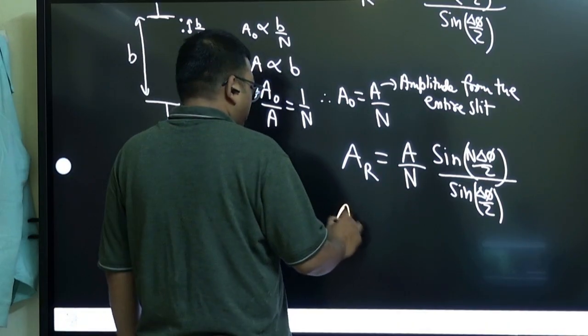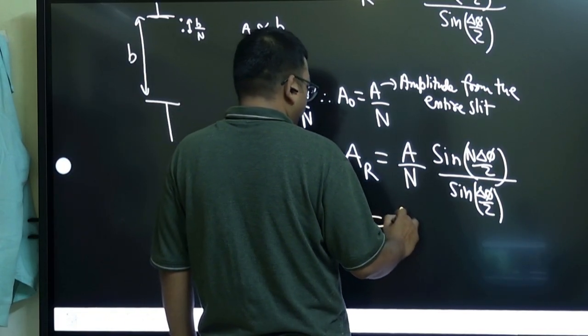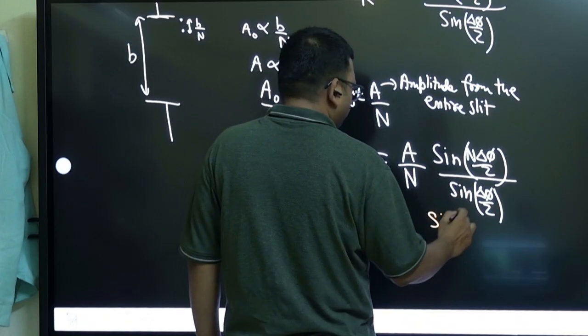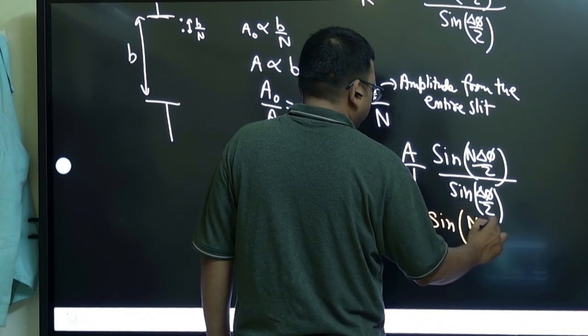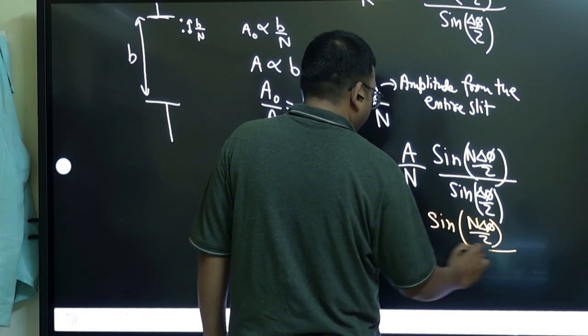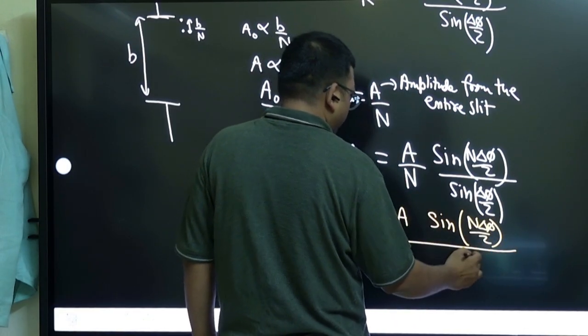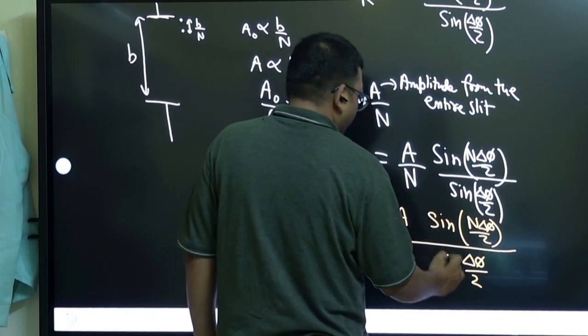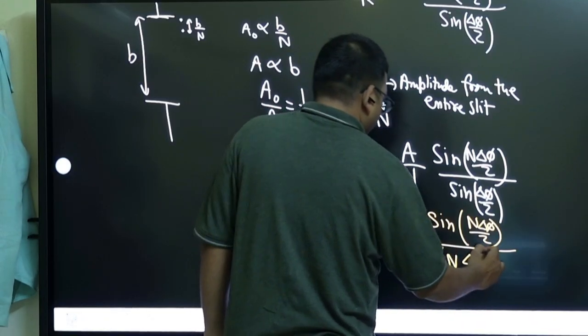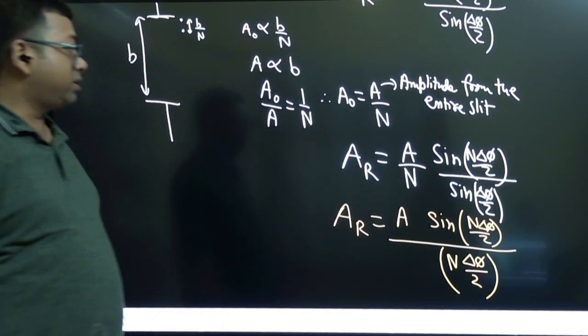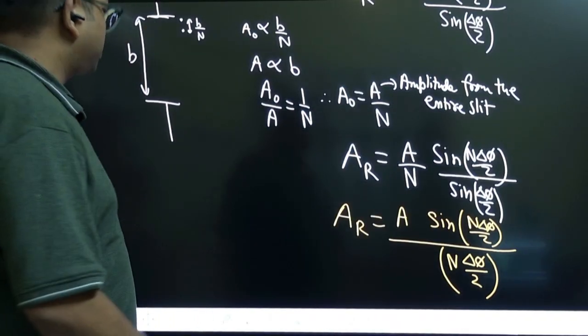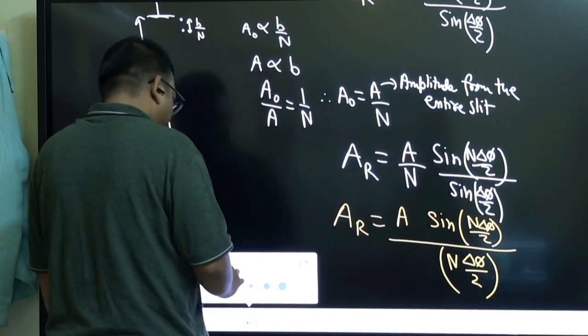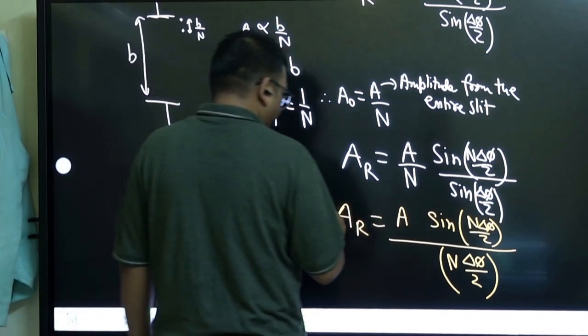So this AR now we are writing as A. This numerator we cannot do anything because that angle may be a large angle. But in the denominator we can do this small angle approximation. So delta phi by 2, and this n I will combine it here. Okay. So that's what we are saying, that the amplitude of the resultant wave in a single slit is given by this formula. It's an important formula.